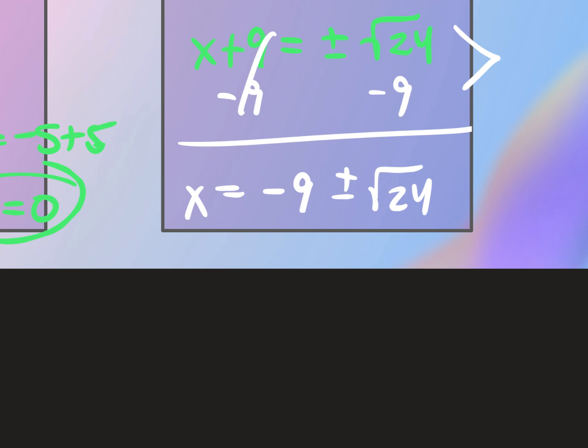We now have to break down. You have to figure out the perfect square, non-perfect square in 24. What is it?